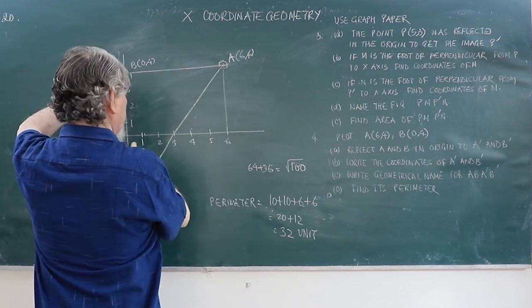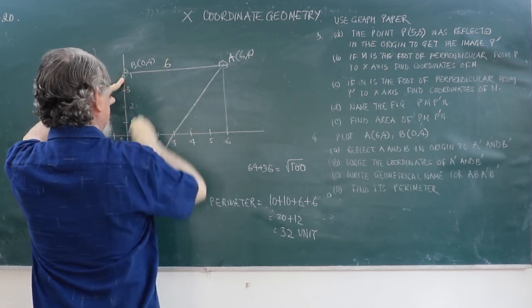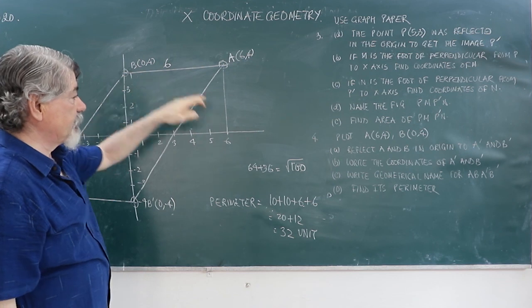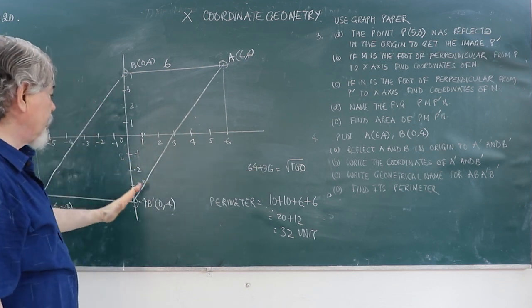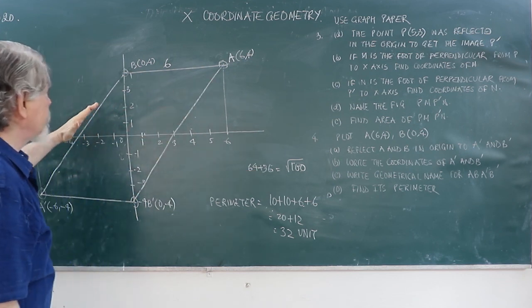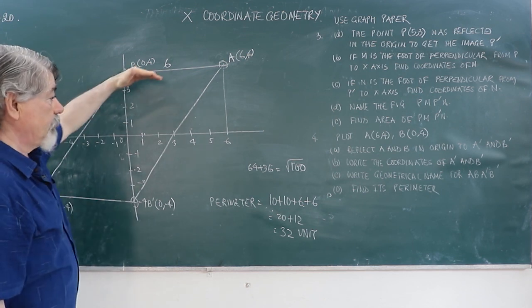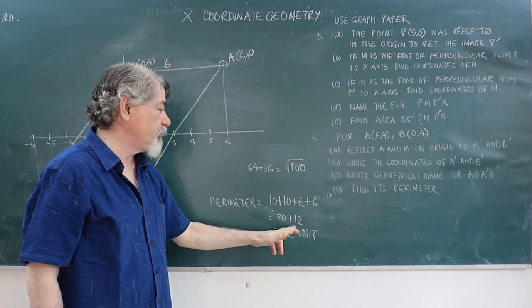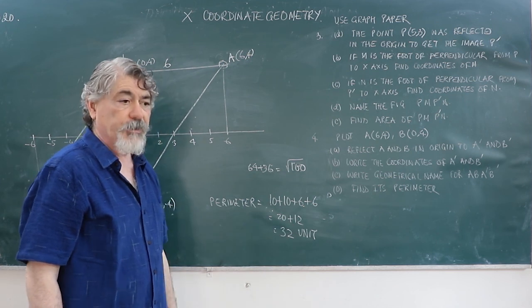This is 6. This is 6. And this was 4 plus 4, 8. So 8 square plus 6 square will give you 100. By Pythagoras, this will come 10. This will come 10. This is 6 plus 6. So 10 plus 10 plus 6 plus 6 will be 20 plus 12, 32 unit.